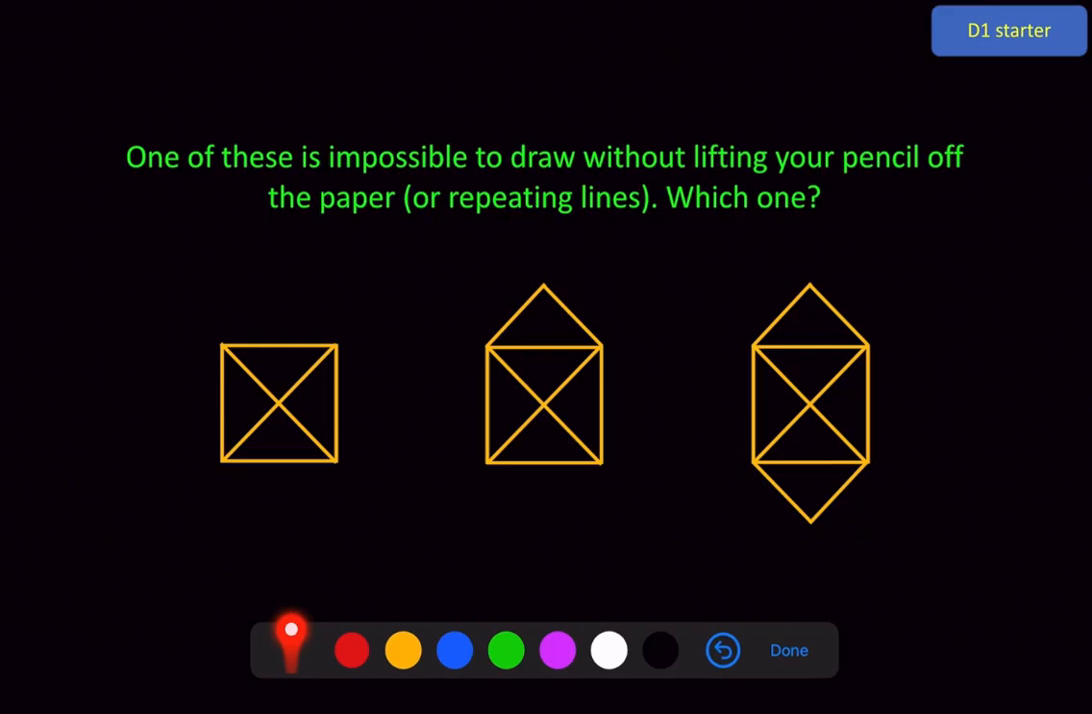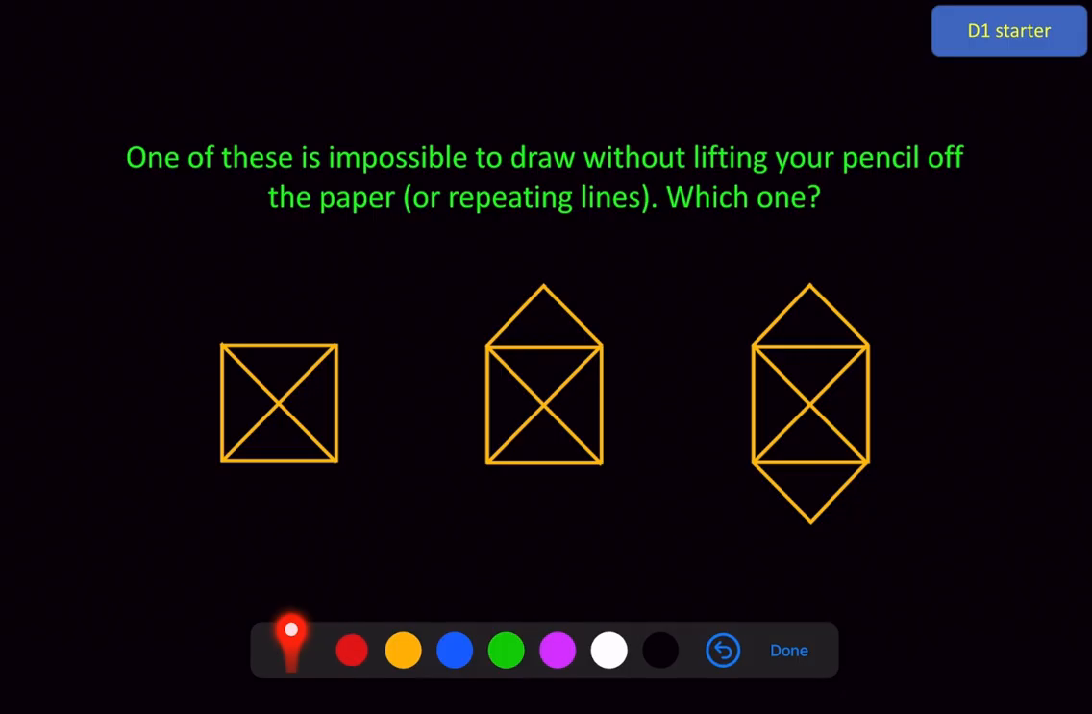A little starter on the screen if you'd like to give this a go. One of these is impossible to draw without lifting your pencil off the paper or repeating lines. Which one? You might have seen this before. One of these is quite easy, one is a little bit more difficult, and one is simply impossible. The one on the right is the easy one.